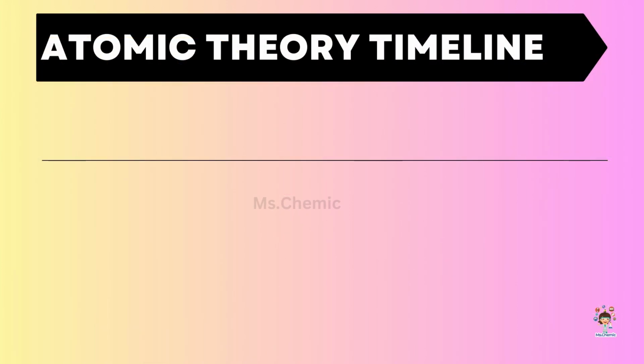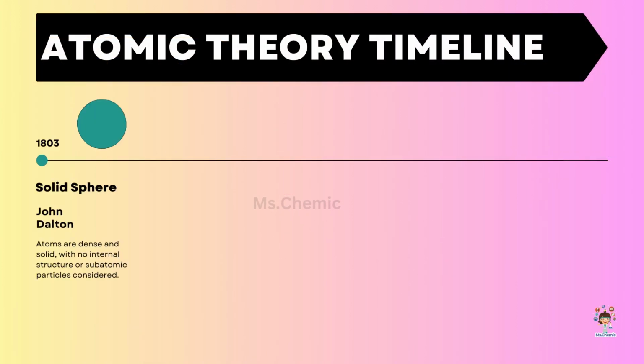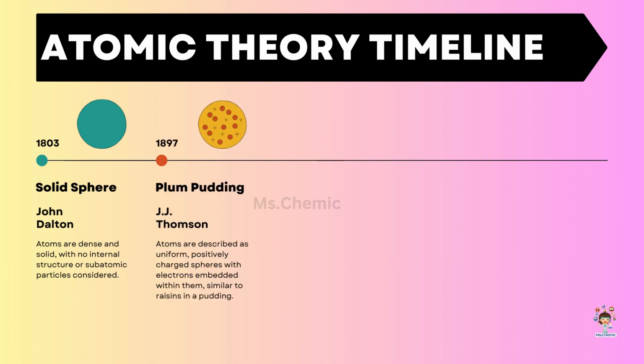Atomic theory timeline. 1803, solid sphere model, John Dalton: atoms are dense and solid, with no internal structure or subatomic particles considered. 1897, plum pudding model, J. J. Thomson: atoms are described as uniform, positively charged spheres, with electrons embedded within them, similar to raisins in a pudding.